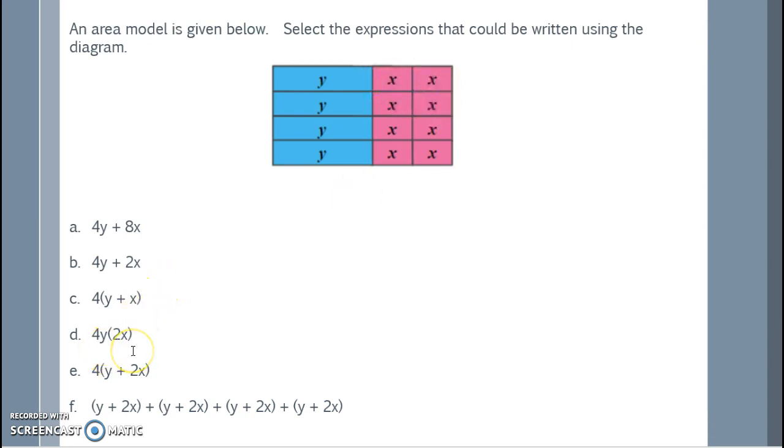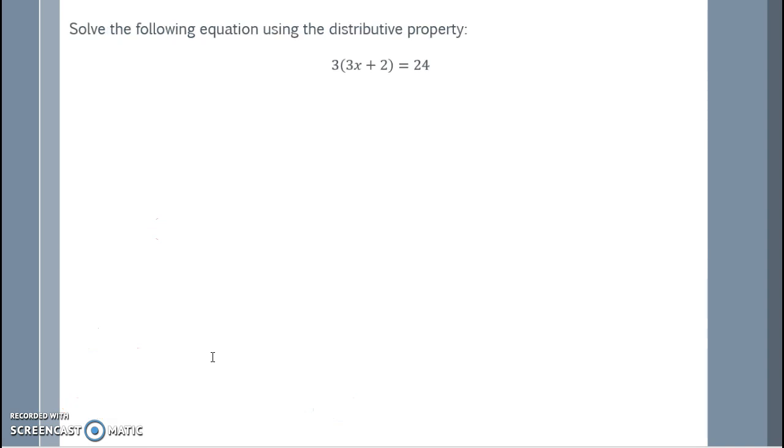Further, 4Y times 2X. Yes, we have the 4Y, but there is more than 2X across the top, so D is not appropriate. Letter E would work because we have 4 groups of Y plus 2X. And F is Y plus 2X plus Y plus 2X plus Y plus 2X plus Y plus 2X. So that, of course, will work as well. So A, E, and F will all work.